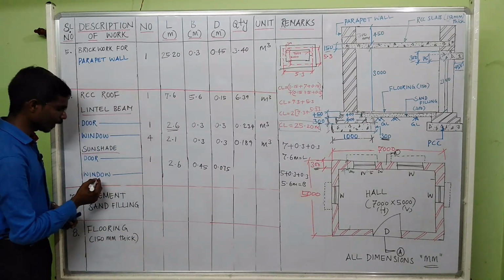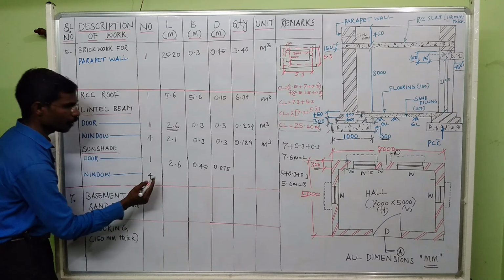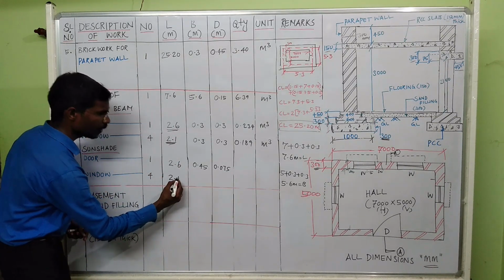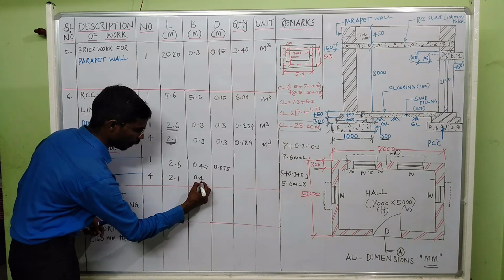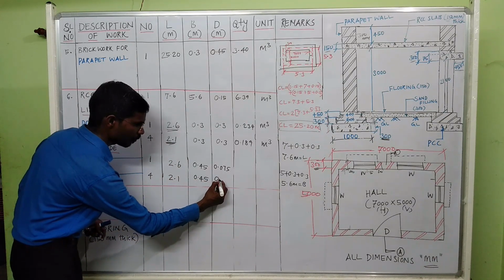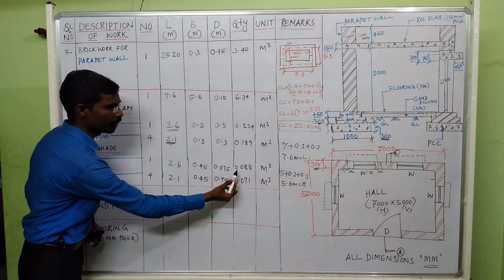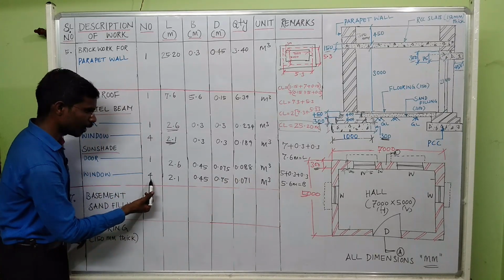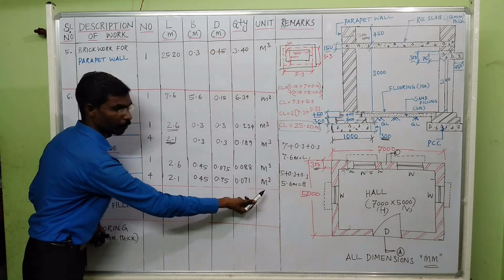Same like that you can calculate for the window sunshade. There are 4 windows. The length you can take here is 2.1 meter. The breadth of the sunshade is 0.45. The thickness of the sunshade is 0.75. Multiply these values, you will get 0.088 for the doors. For windows, you can multiply these values, you will get 0.071, both in m cube.